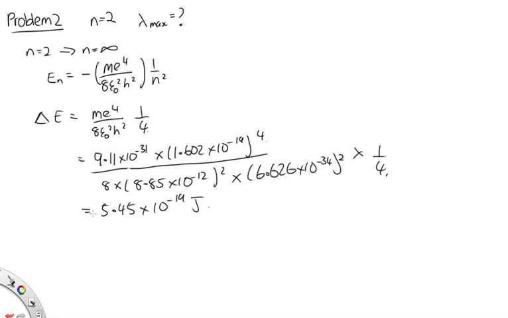And so this is the energy that the photon needs to have. It's the minimum energy. If a photon has more than this energy, then it can also eject an electron from the n equals 2 state.